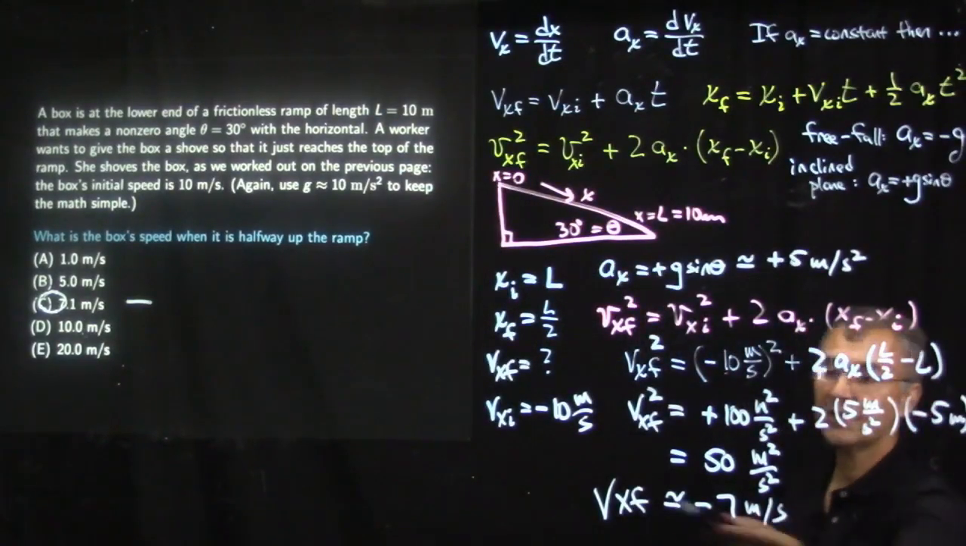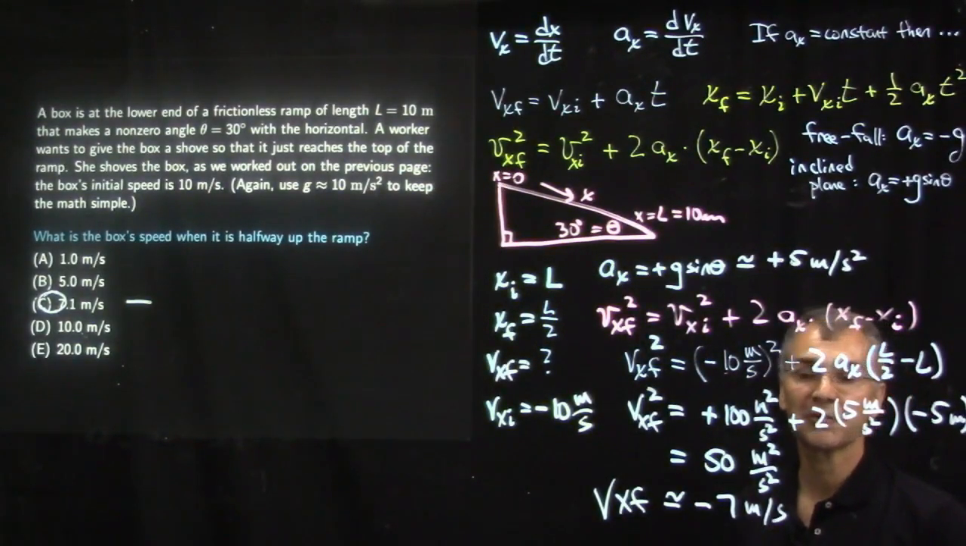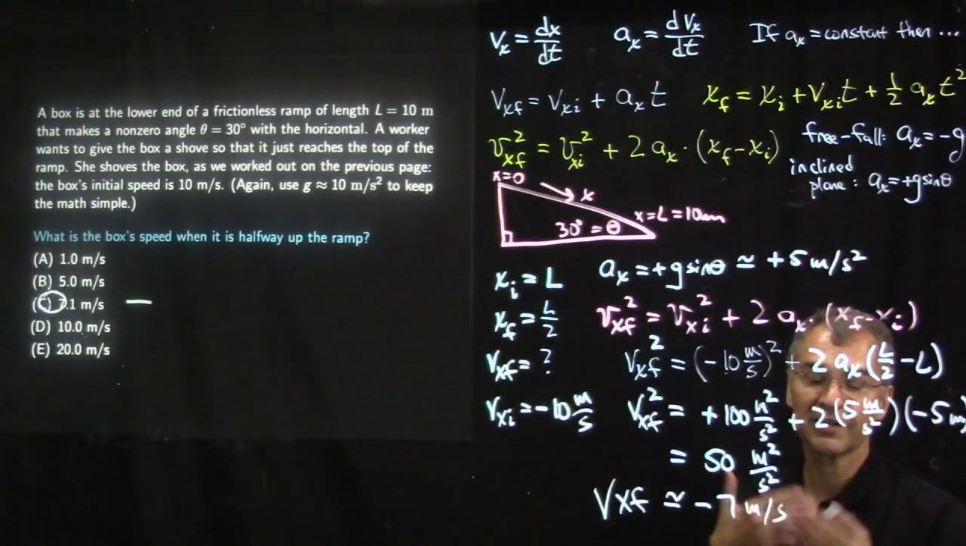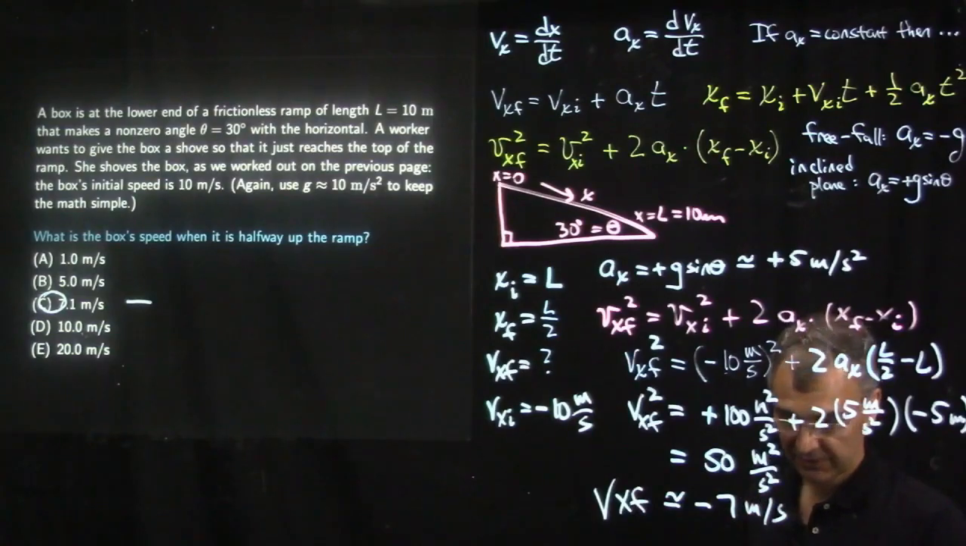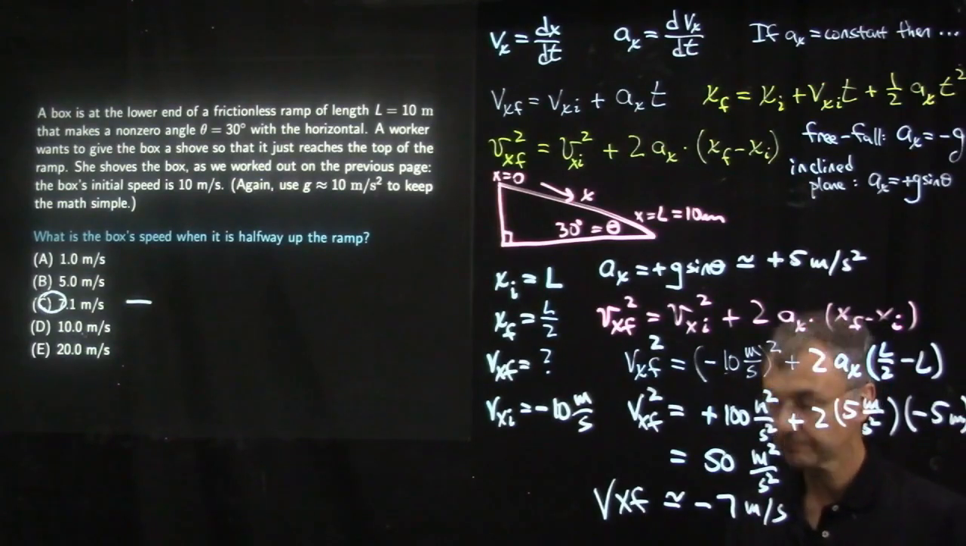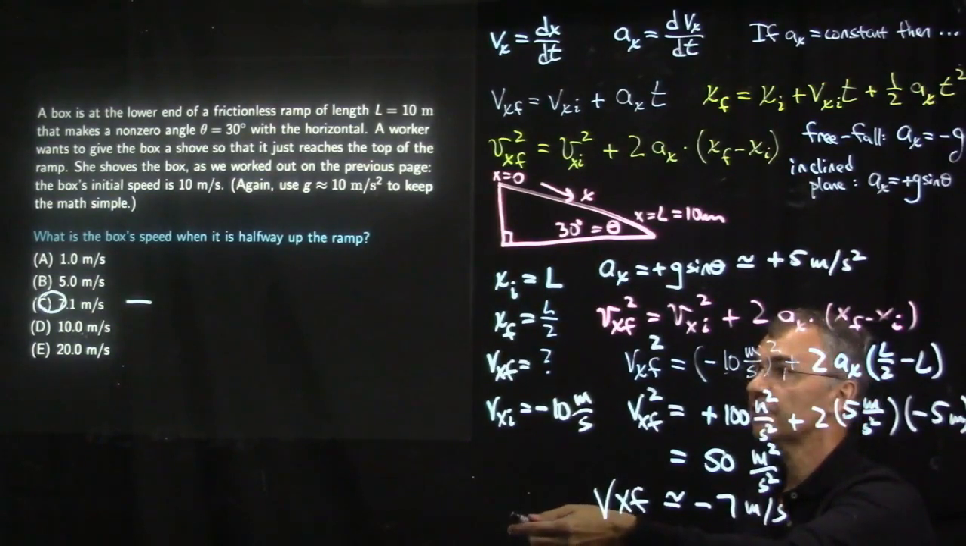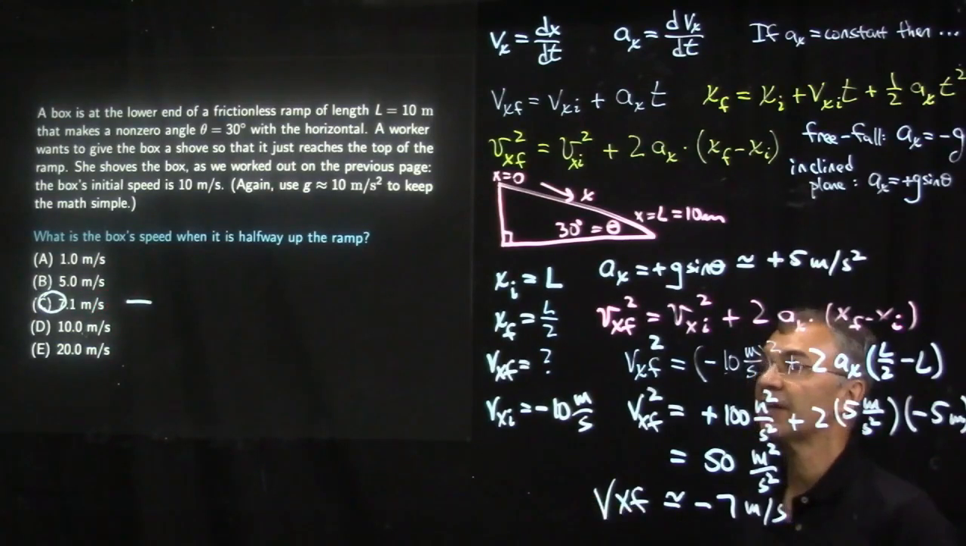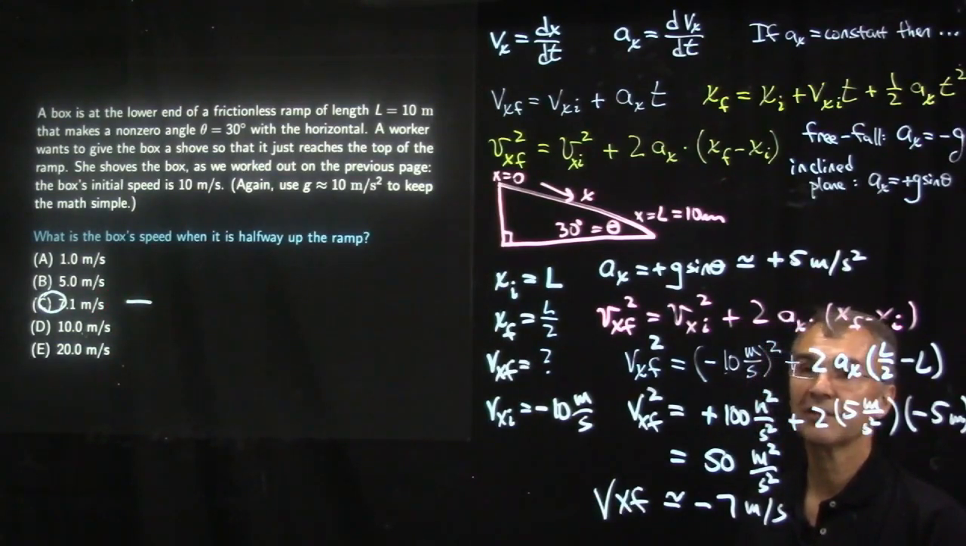So that's its velocity, minus 7 meters per second in the x direction. So 7 meters per second in the minus x direction. So its speed is the magnitude of its velocity. So its speed is 7 meters per second. So there we go. Its speed when it's halfway up the ramp is 7 meters per second.